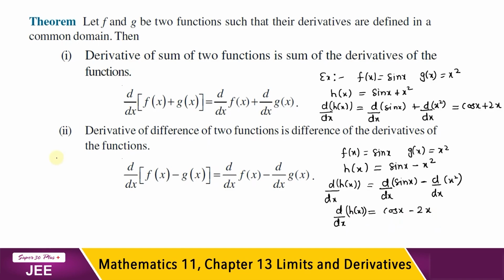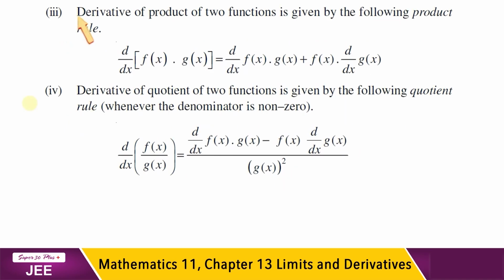Alright students, these two theorems are very obvious: the derivative of sum of two functions is equal to the sum of derivatives of two functions, or derivative of difference of two functions is equal to the difference of derivatives of two functions. Let's move further to see third part of this theorem. Now derivative of product of two functions, please make a note, is not equal to the product of derivatives of two functions, but it is written in this way: d by dx of f(x) into g(x) is d by dx of f(x) multiplied by g(x) plus d by dx of g(x) multiplied by f(x).